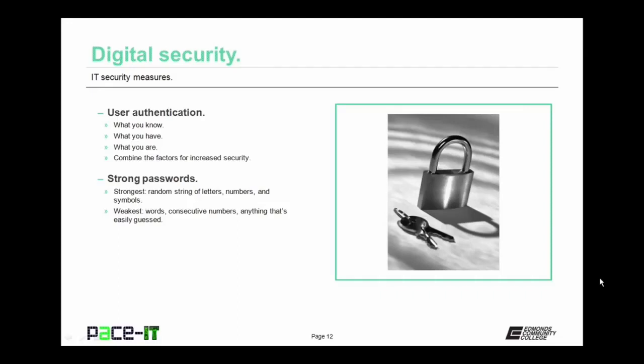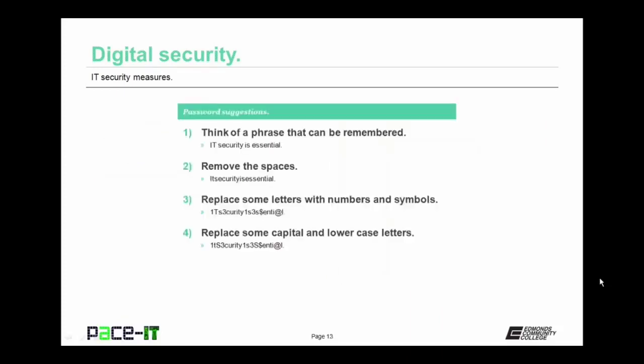Speaking about authentication, let's talk about passwords. The strongest passwords are random strings of letters, numbers, and symbols, but they're kind of hard to remember. The weakest passwords are whole words, consecutive numbers, or easily guessed passwords, like a birth date or an anniversary. Now, there are some methods that you can use to help teach strong password protocol for your users. An example of a protocol that you can use to train users to get strong passwords is the following.